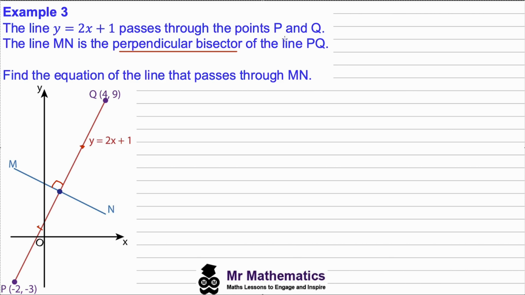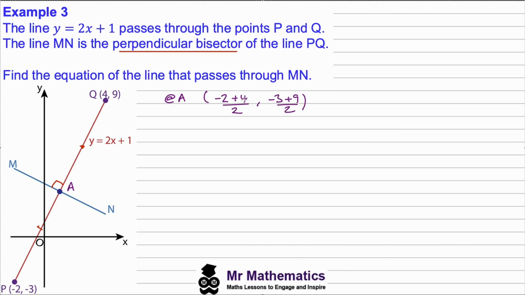Okay, so welcome back. The first thing we need to do is to find the point of intersection between MN and PQ. Well, because it's halfway, it will be the average value between P and Q. So if we say this is point A, then at A, the X value will be the average of -2 and 4, divided by 2. And the Y value will be the average of -3 and 9. So we'll divide that by 2.